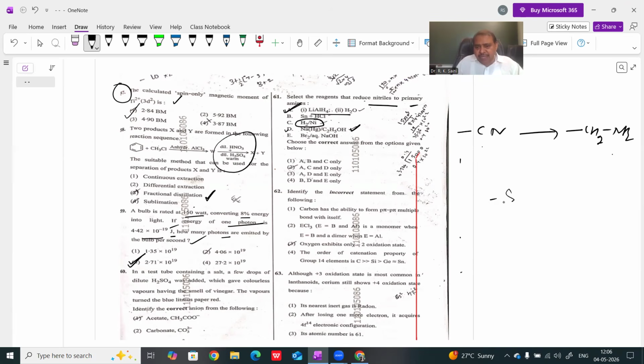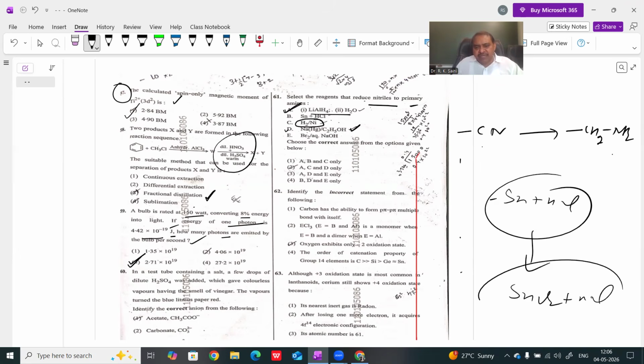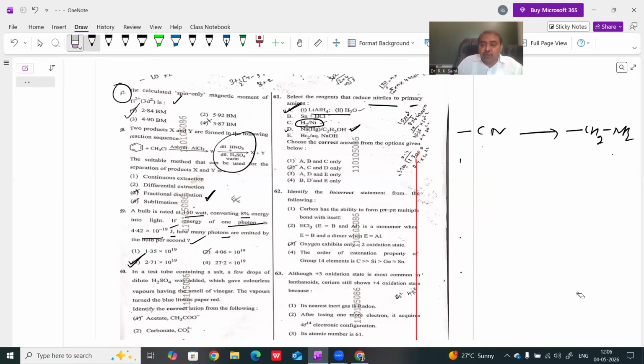SnCl2/HCl. In the case of SnCl2 plus HCl, the reaction is known as the Stephen reaction, in which cyanide changes into aldehyde. Stephen reaction, not primary amine. Therefore, first A, C and D. Option second.